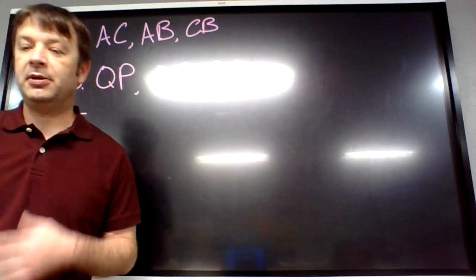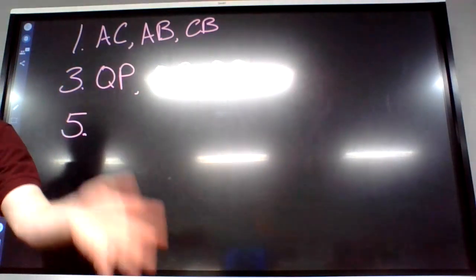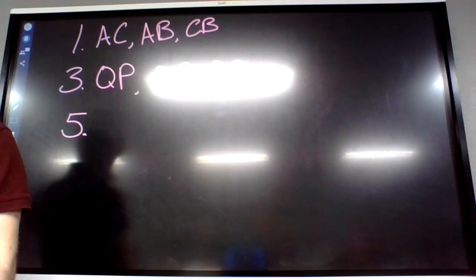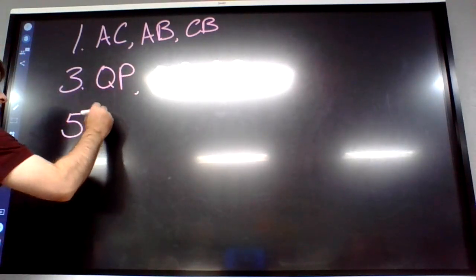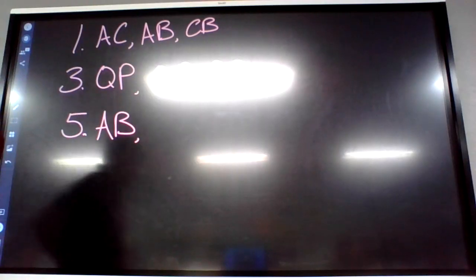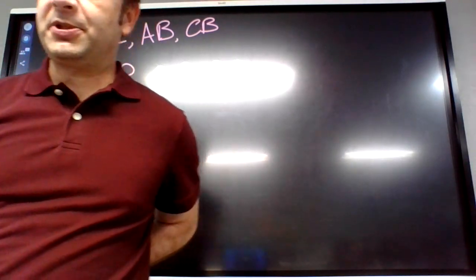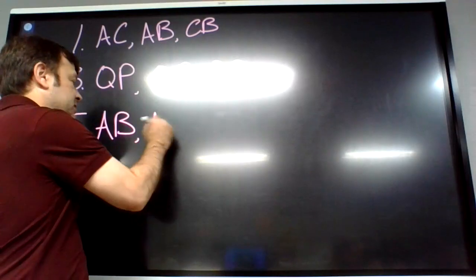Okay, Kenton, on number five, what's the smallest side have to be? We don't need to find X on this, by the way. AB, because it's across from 3x, it's got to be the smallest. Okay, what's the medium side? AC. And then what's the big side? AC.